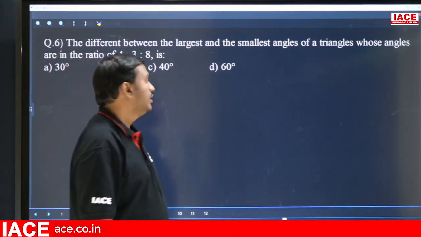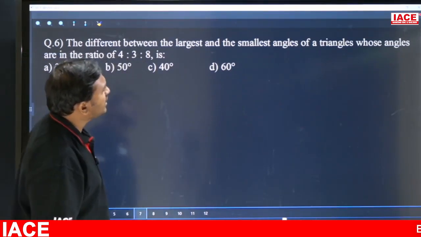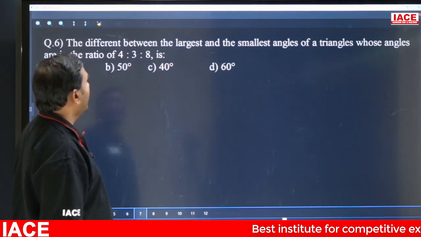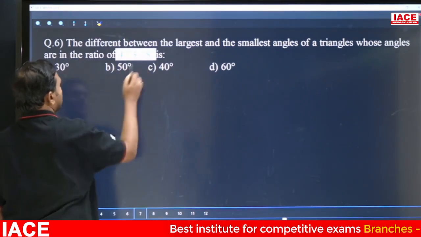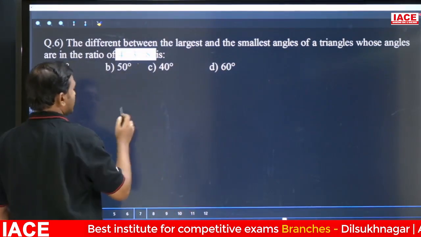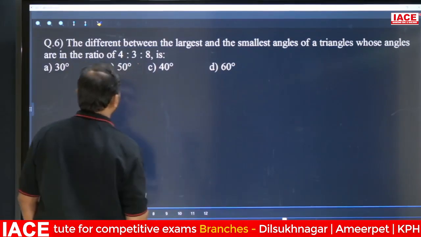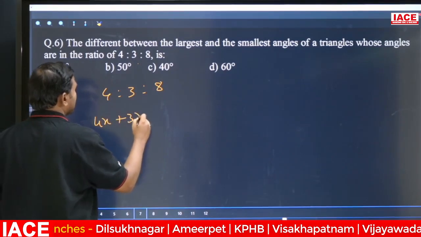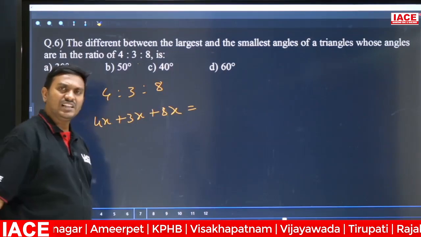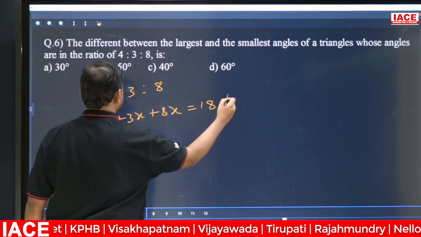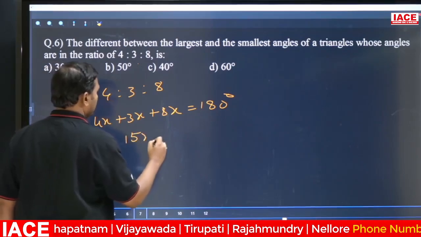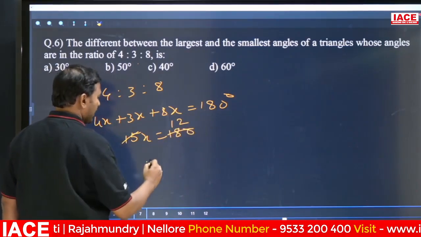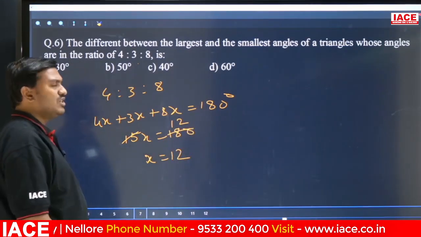Next one, question number 6. Question related to geometry. See, the difference between the largest and the smallest angle of a triangle, we have to find, whose angles are in the ratio of 4:3:8. 4:3:8 means 4x plus 3x plus 8x. The sum of three angles in a triangle is how much? 180 degrees. Means how much we are getting? 15x equal to 180, so x equal to how much? 12. x equal to 12 we are getting.